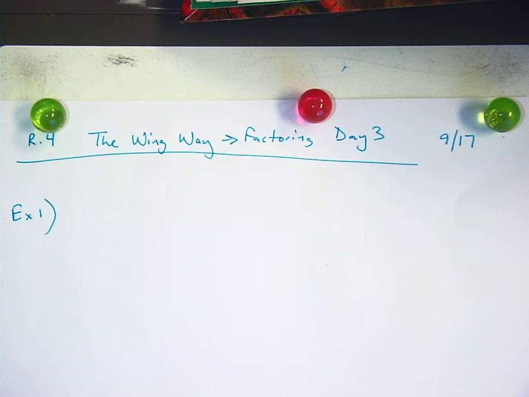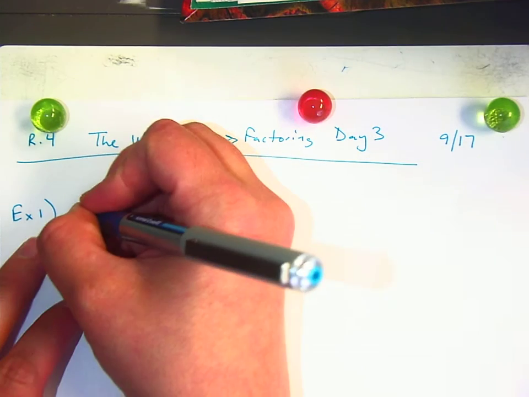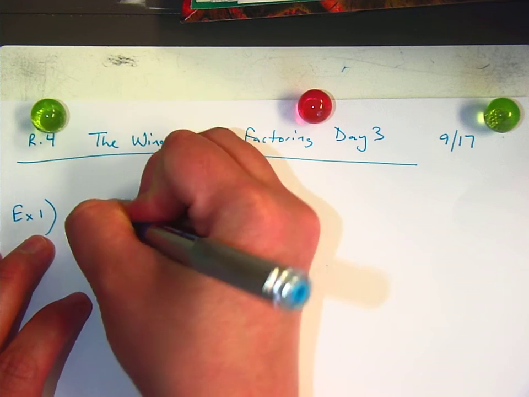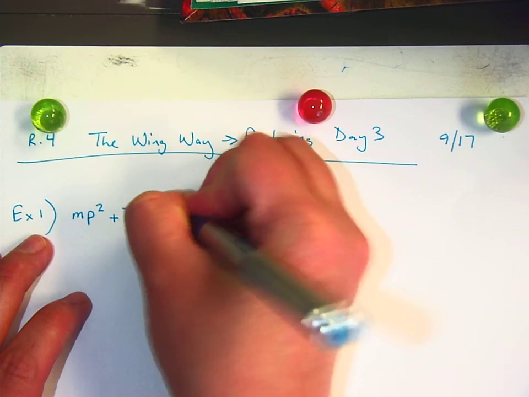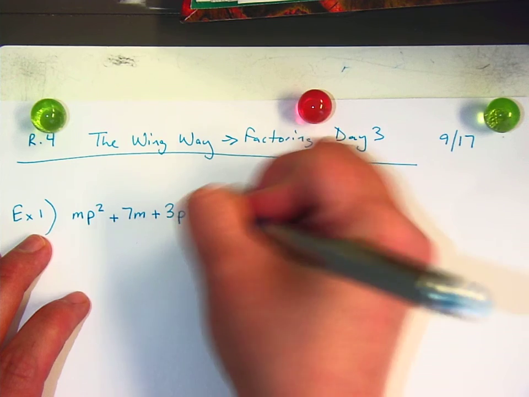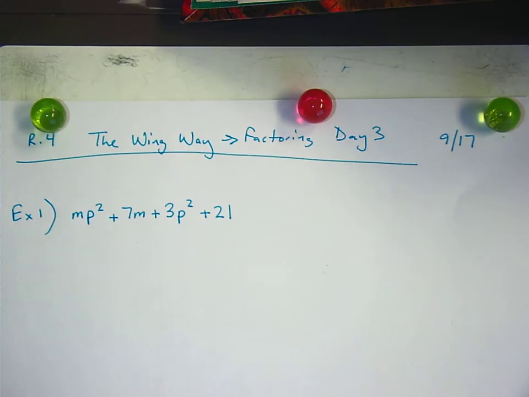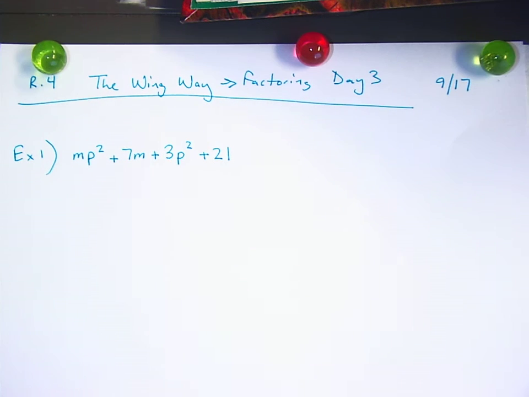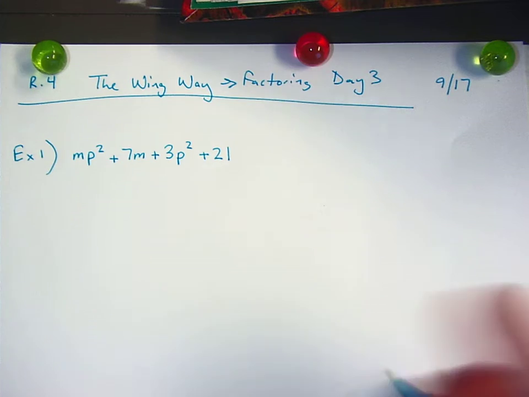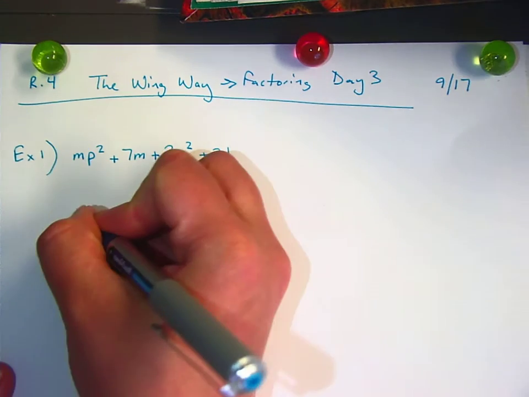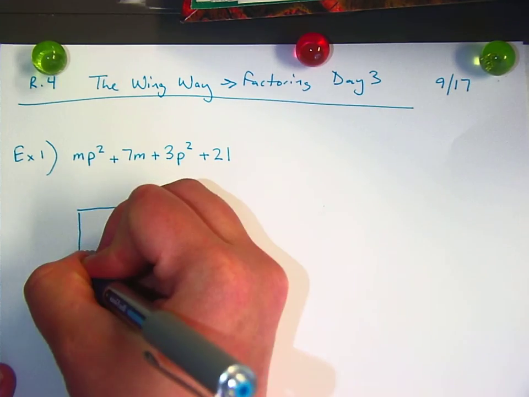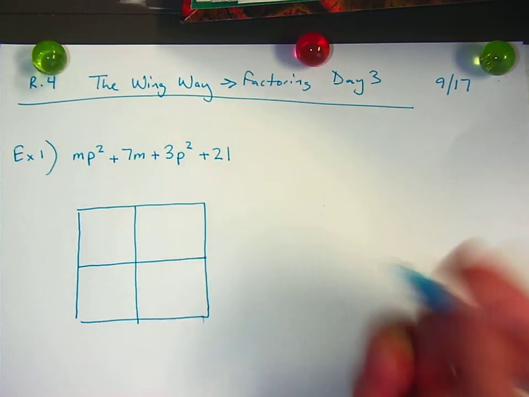So example 1 for the Wing Way is mp squared plus 7m plus 3p squared plus 21. So what you do is you do a box. And it actually does matter where you put this stuff.